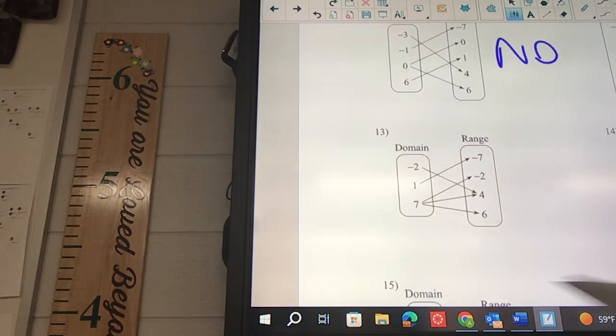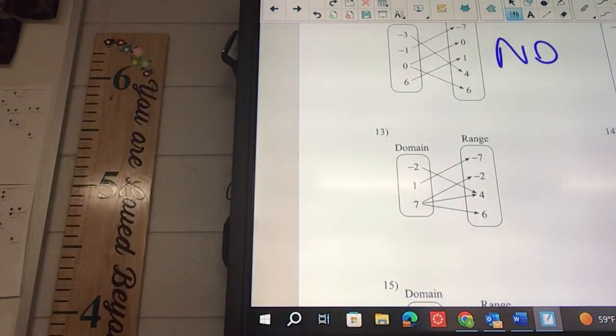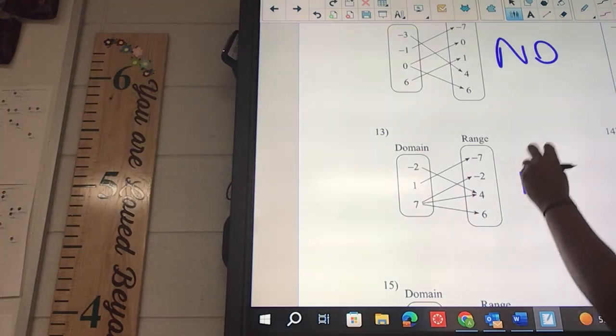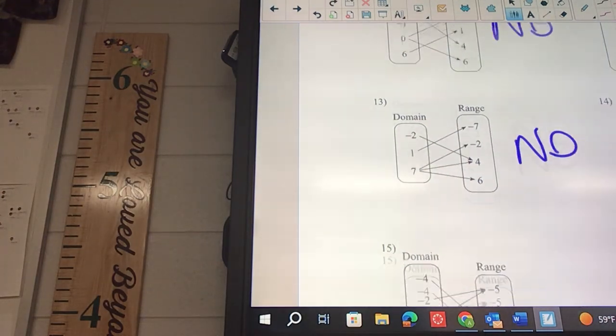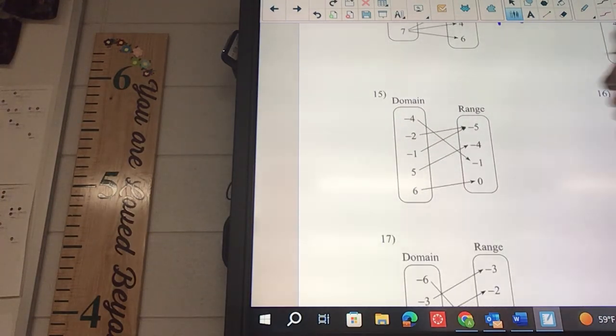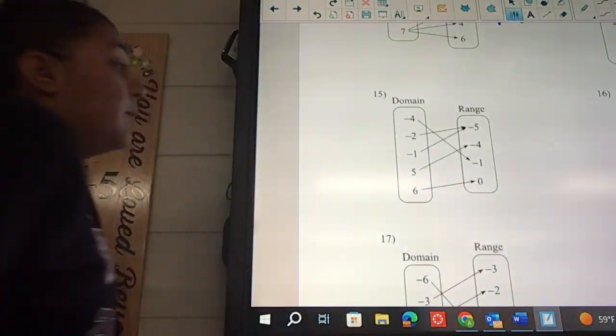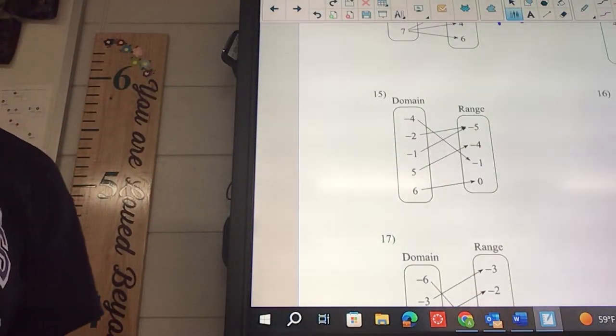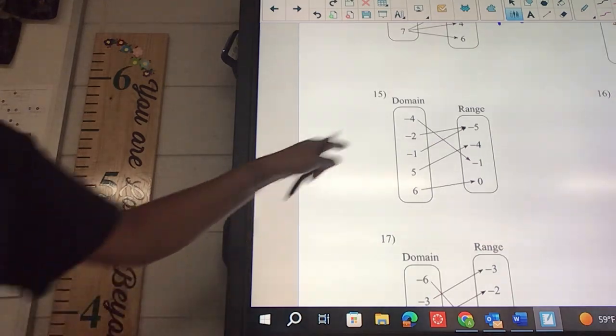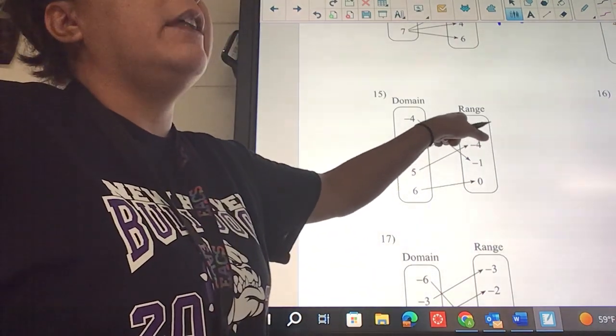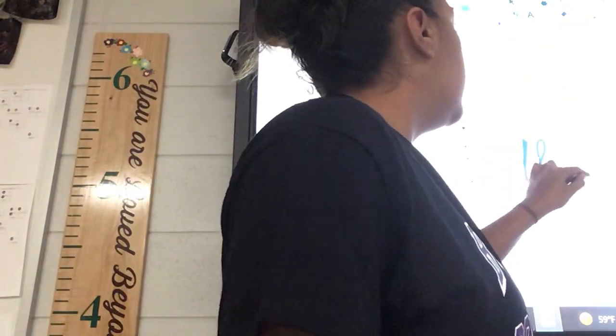Look at 13. Is this one a function? No, because how many arrows are coming off something? 3 off of what? 7. Good. Number 15. Is this one a function? Yes. Even though there are 2 arrows going to this -5, we're really only looking at the domain, just like the other one. So this one is going to be a yes.